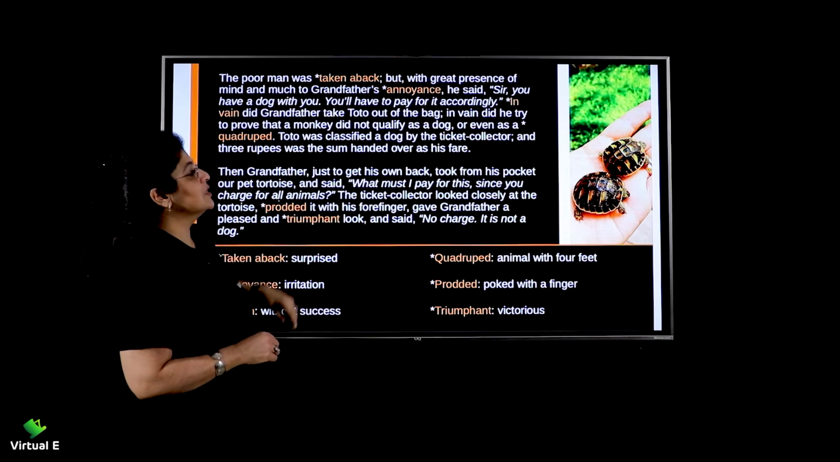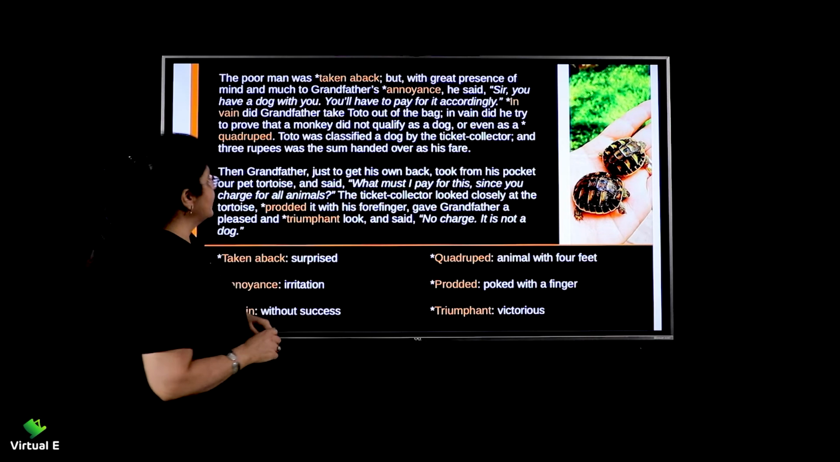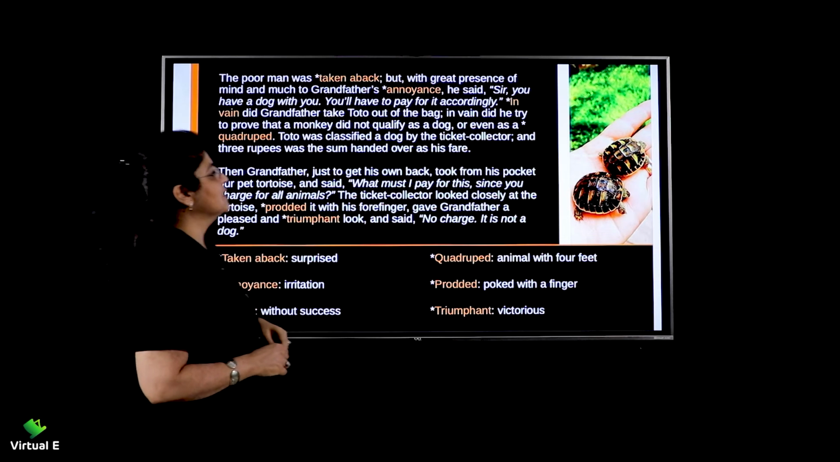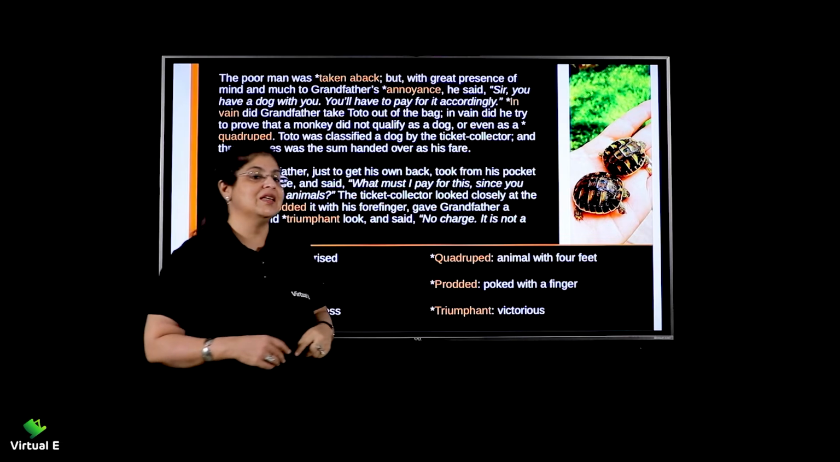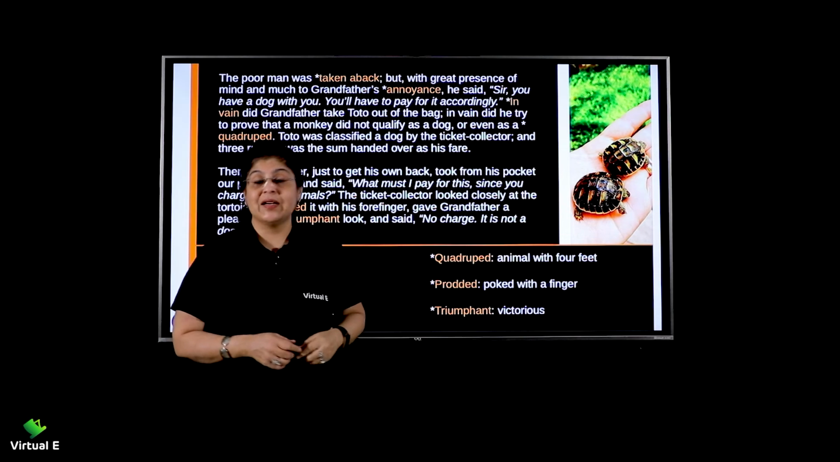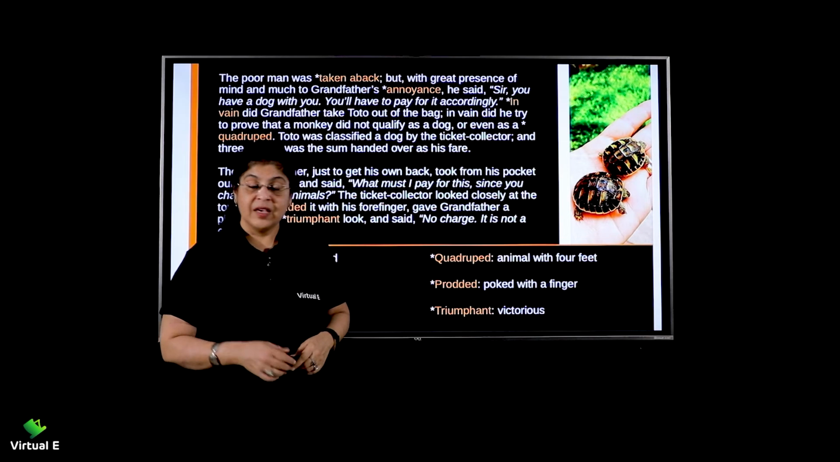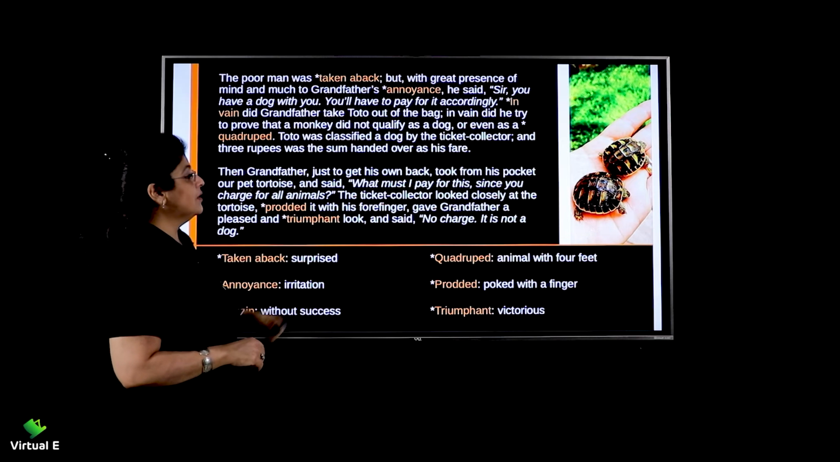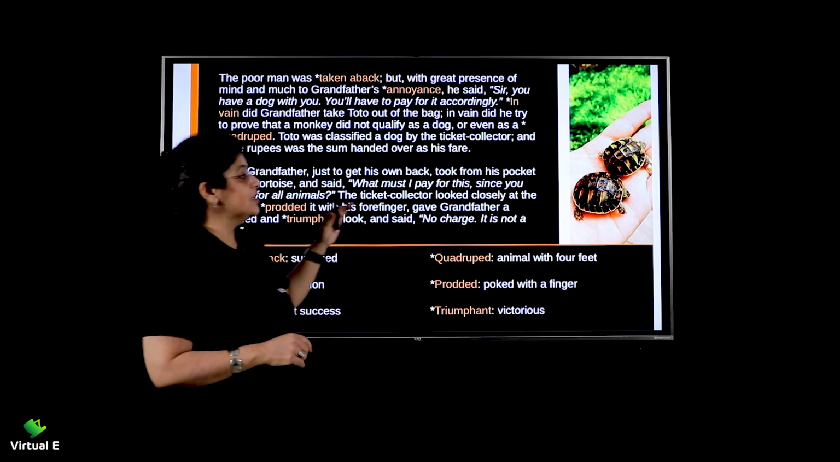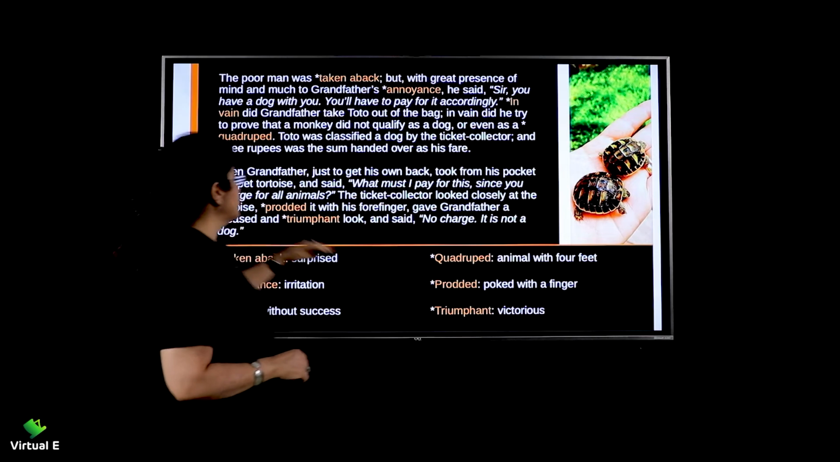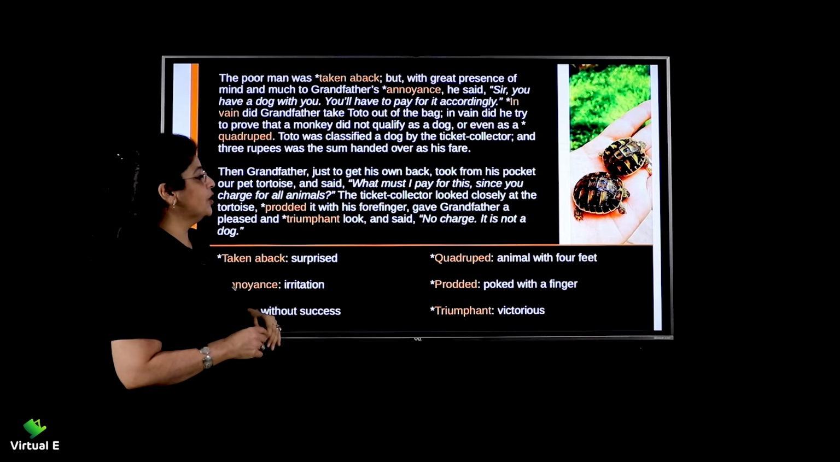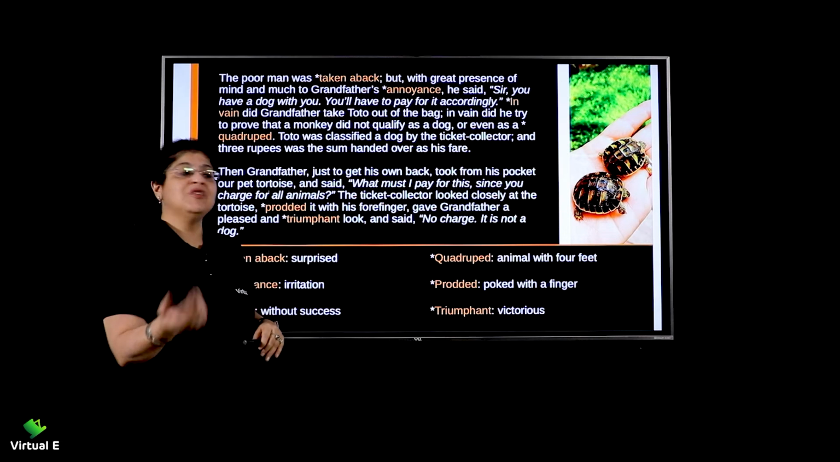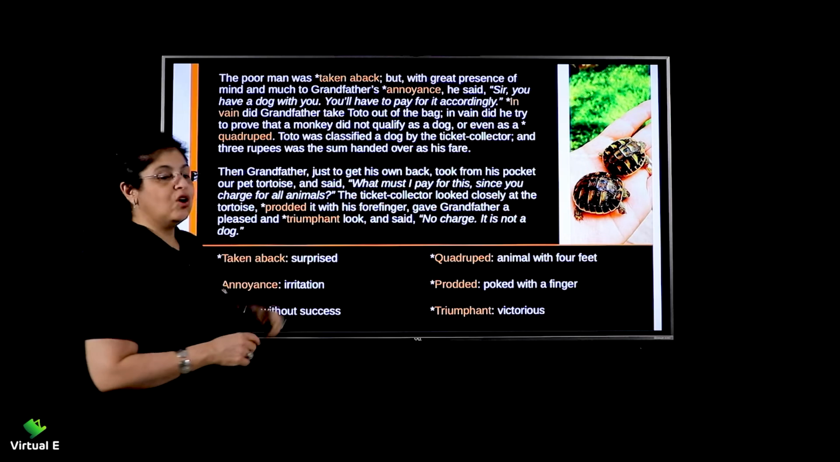So Toto was classified a dog by the ticket collector, and 3 rupees was the sum handed over as his fare. Now because he couldn't go back, he had to pay for him. He paid another additional 3 rupees. Then grandfather, just to get his own back, took from his pocket our pet tortoise and said, "What must I pay for this, since you charge for all animals?"